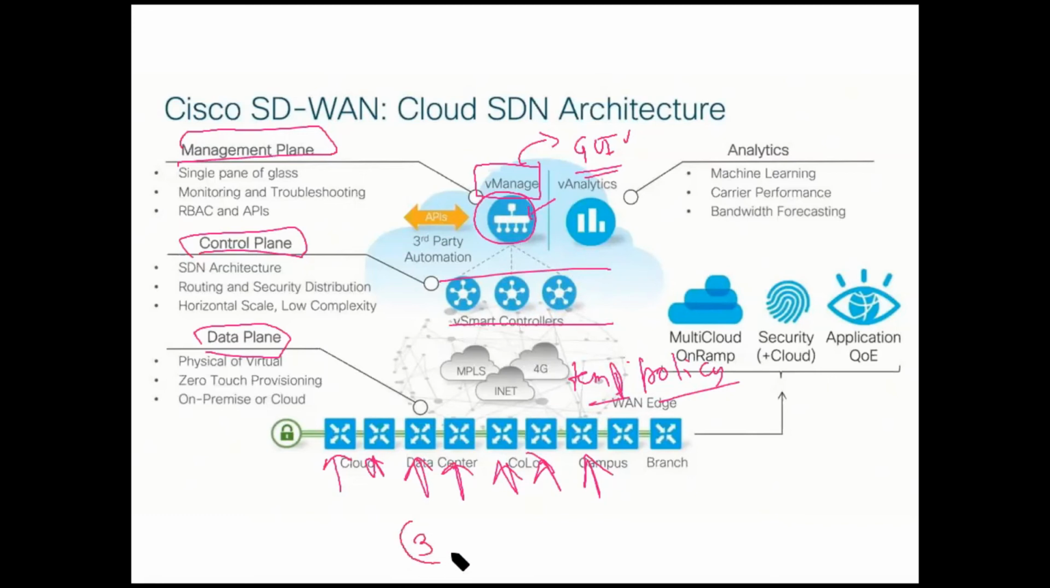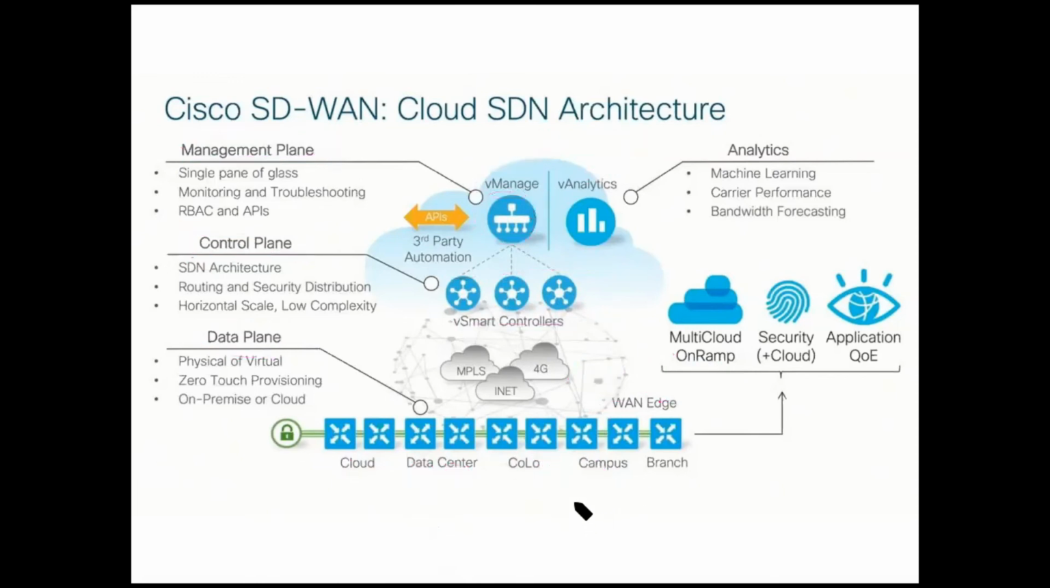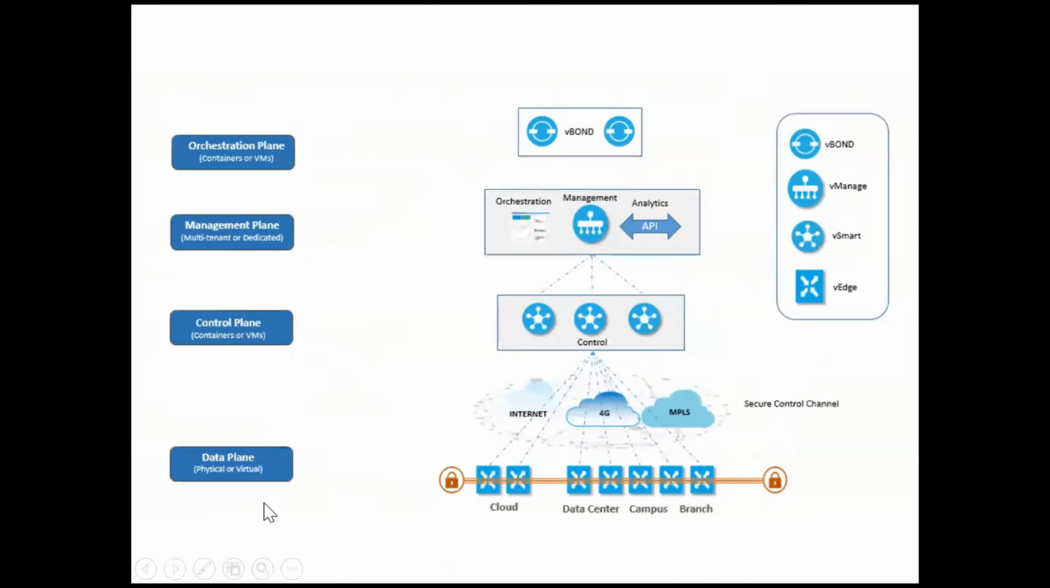Then the third controller, which is not showing over here, maybe I will show in the next diagram. That is for your orchestration plane. Let us see that in the next diagram.